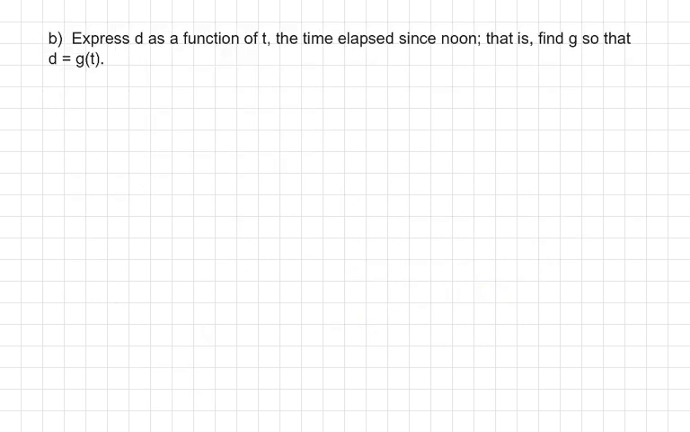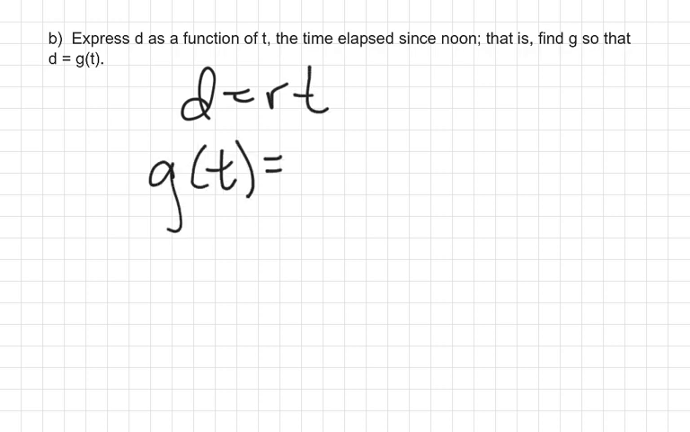In the next part, we're going to express d as a function of t, the time elapsed since noon. So the distance that the ship has traveled in a certain amount of time. So we want to find g so that the distance is equal to g of t. Well, distance is equal to rate times time. So g of t is going to equal 20 miles an hour, that's the rate, times time.